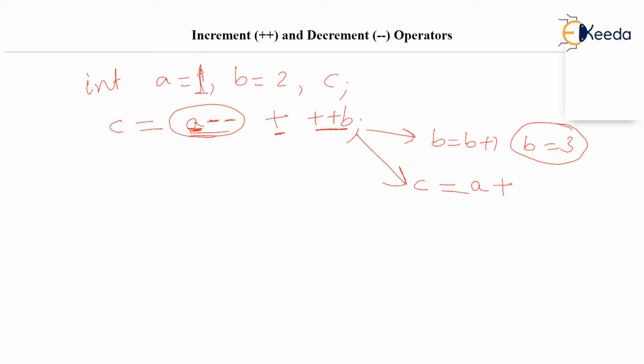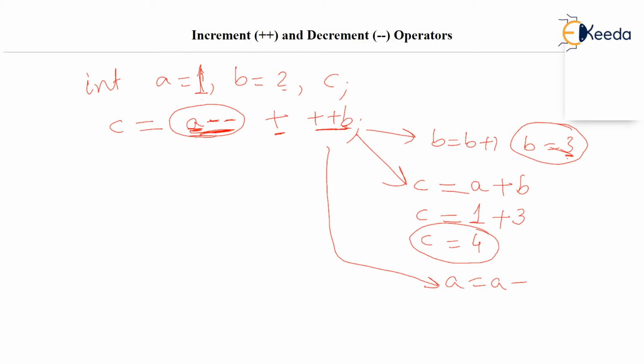So now C should become equal to A plus B, but we have never changed the value of A. A is still 1. So we will use 1 plus, but B has changed, isn't it? You can't use this value 2. B has become 3, and you will use the latest value of B. So C will become 4. Now, one more thing pending over here. One more thing pending is you should now decrease the value of A. Entire expression has got evaluated. A should decrease post after. So A will now become A minus 1. That means A will become 0 because A was 1.